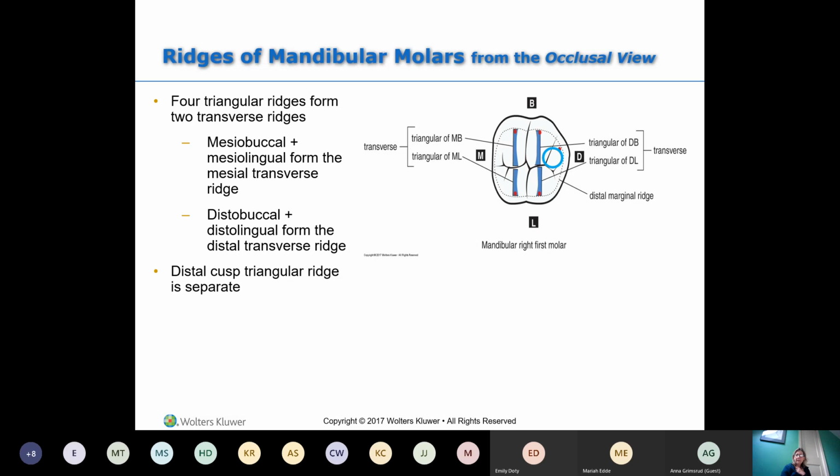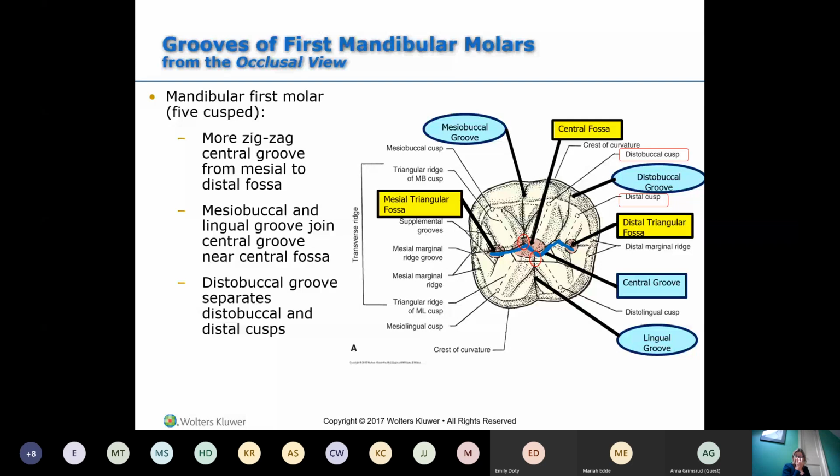So now the picture gets a little bit more complicated. We have more stuff to look at. The zigzagged groove down the middle is the central groove. Your mesial buccal and lingual groove join the central groove near the central fossa. So your mesial buccal and your lingual groove join toward the center.